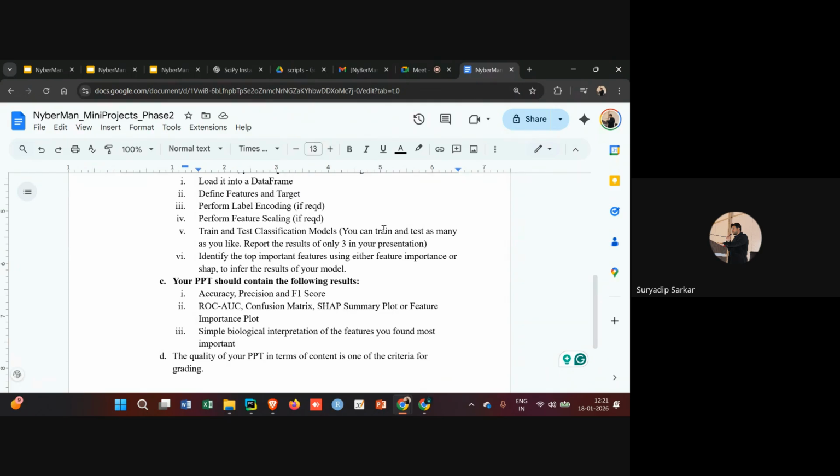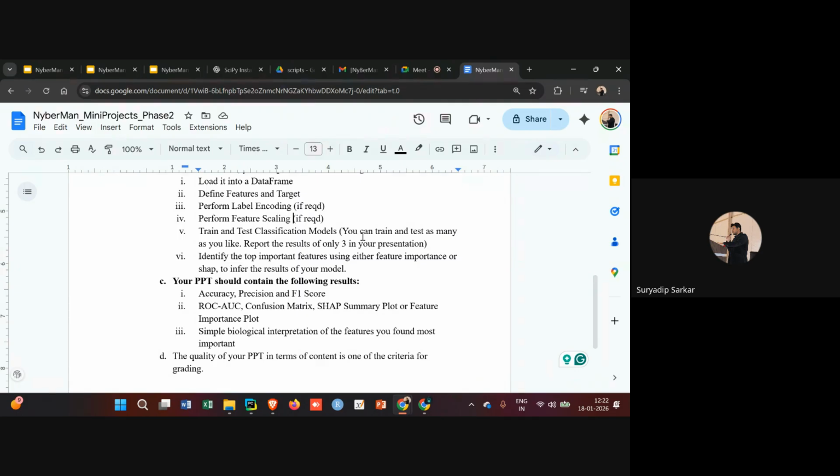Okay, there is no such thing as a minimum, right? If you only report one model, that is also fine, but you will be graded accordingly, because if you are only reporting one model, I will assume you have only done one model. Okay, so I am telling you guys all of this in all fairness, so be prepared for that.